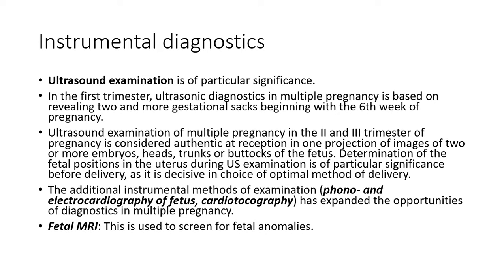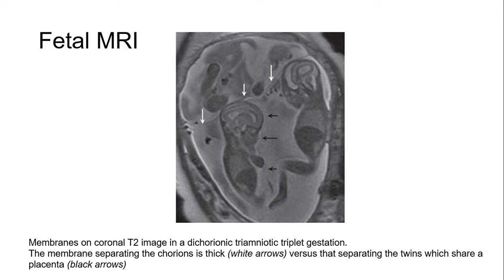Ultrasound examination during the second and third trimester is considered authentic upon reception of one projection of images of 2 or more embryos, heads, trunks, and buttocks of the fetuses, determination of fetal positions, and so on. Additional instrumental methods of examination are phono- and electrocardiography of each fetus, cardiotocography, and fetal MRI, which is sometimes useful for detection of fetal anomalies.